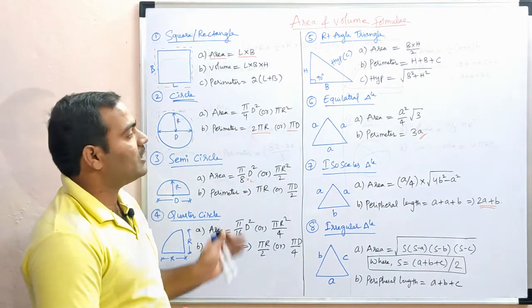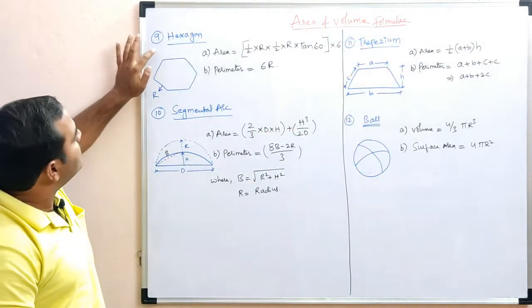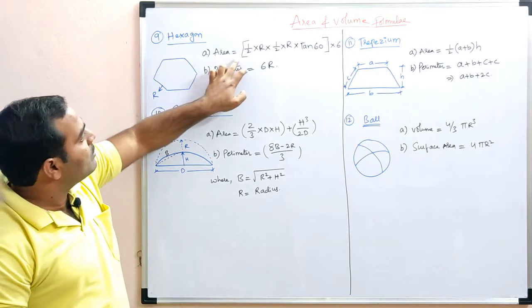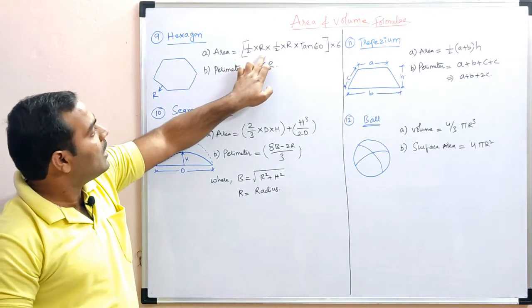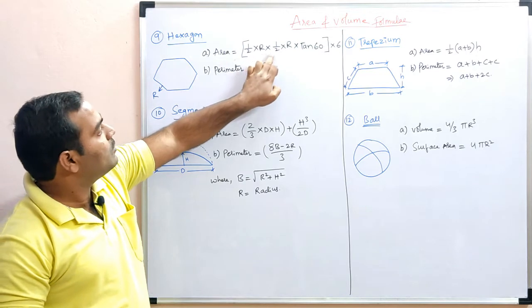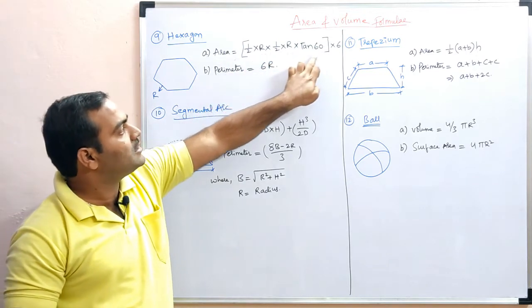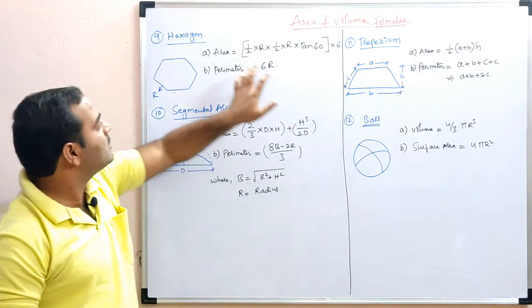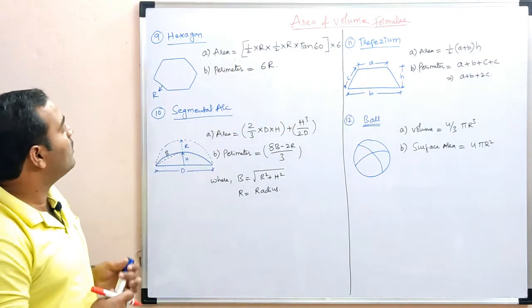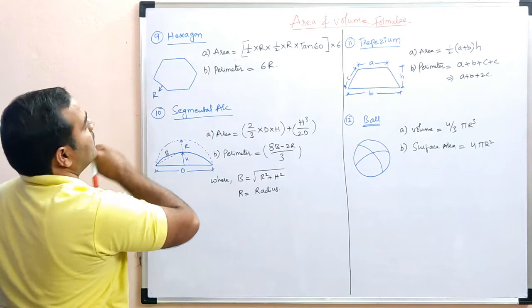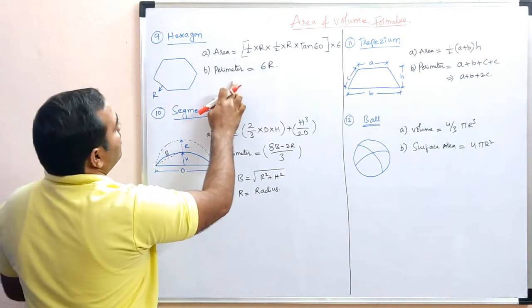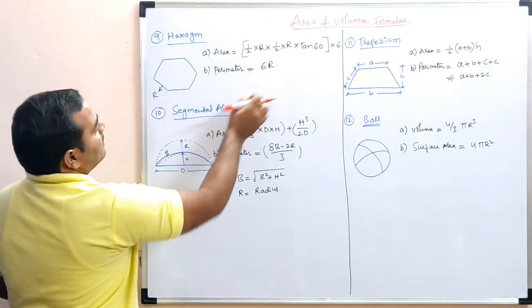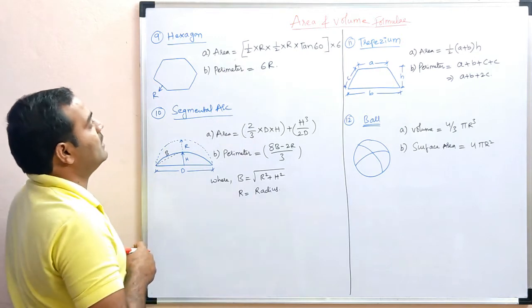Now we will see other figures also. If we take a hexagon, the area is equal to half into r, that is radius, into half into r into tan 60, the whole multiplied by 6. That means this is the area formula for this hexagonal figure. Now for perimeter, all sides we have to add. So that is nothing but 6r.